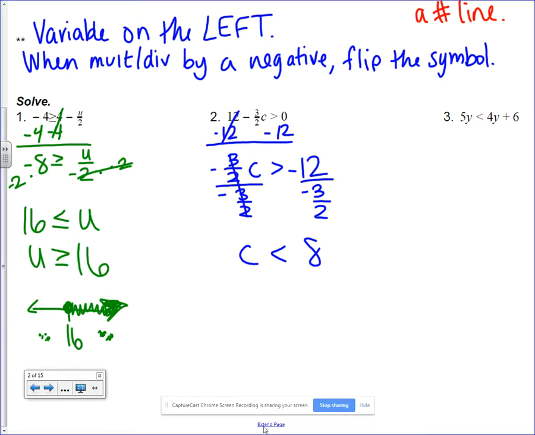All right, Cody, I'm up to you. Is my variable on the left? Yes, it is. So I'm ready to graph now. If I put an 8 on there, is it going to be open or closed? Open because there's no equals bar. And which way will I shade? To the left because that arrow points to the left.